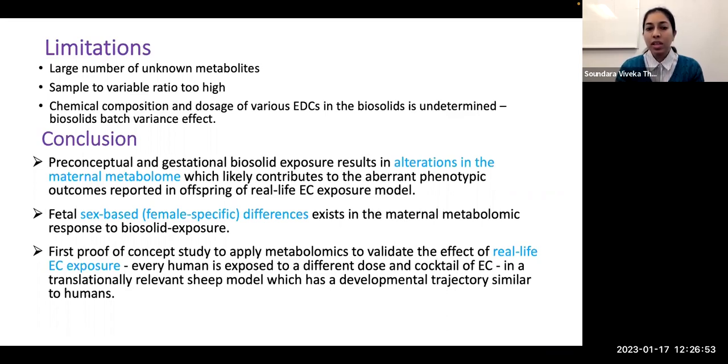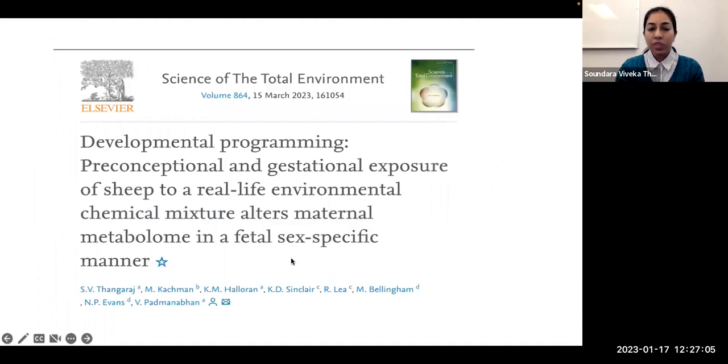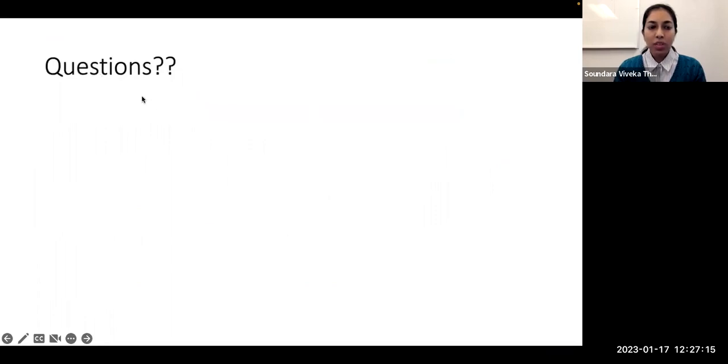The results of this study are of great importance because biosolids are increasingly being used in agricultural, landscaping, and other uses. And crops grown in agricultural fields using biosolids have already reached the human food chain. So this study has far-reaching implications in the present scenario. Further details can be seen in the publication, which was recently published in Science of the Total Environment. So with that, I'm open for questions.